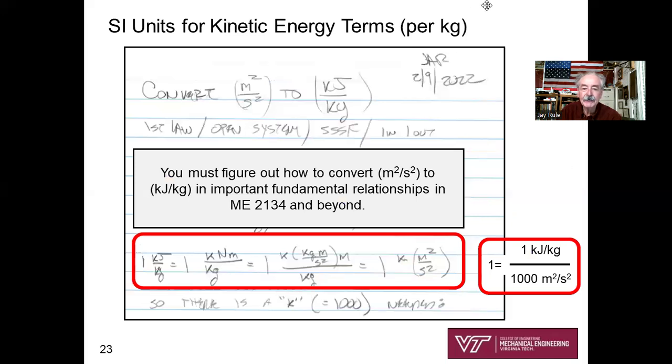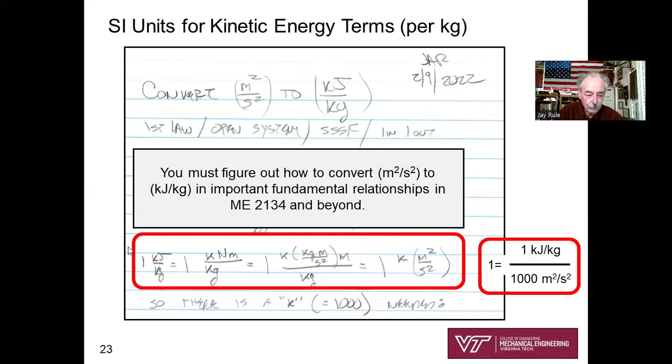Okay, and so now we're going to get into trying to get this meter squared per second squared thing right, get a full understanding of how we convert from meter squared per second squared to kilojoules per kilogram. And this is my own scratchy handwriting from when I was teaching and trying to communicate to students how you make this conversion. So here's what I did in my writing.